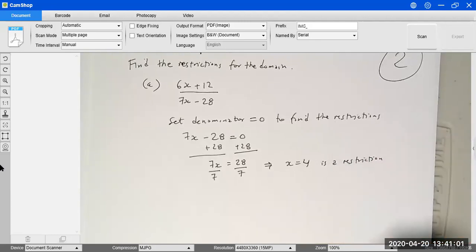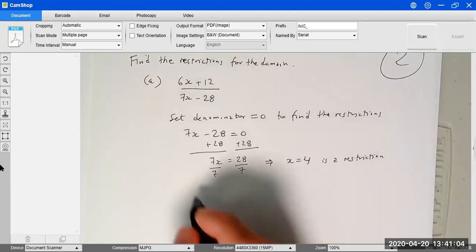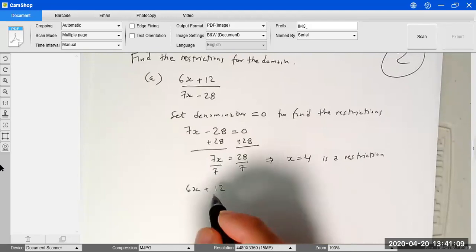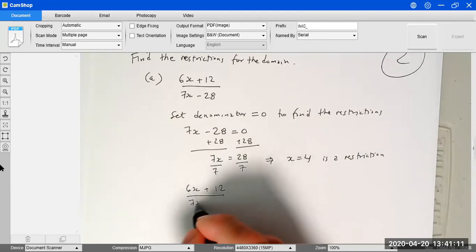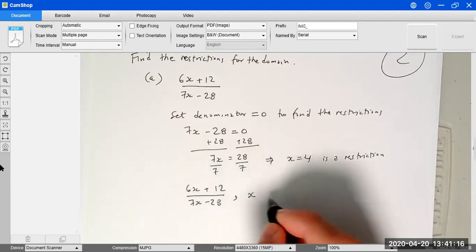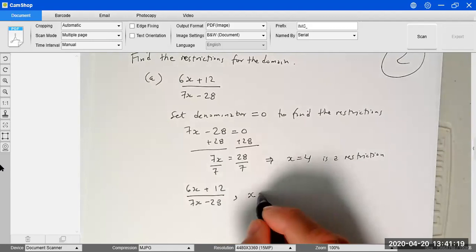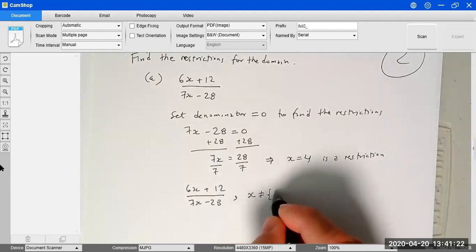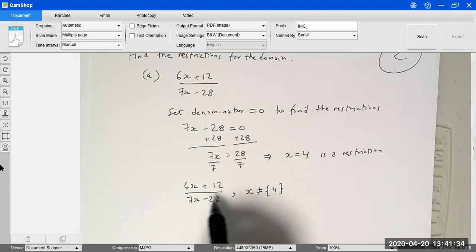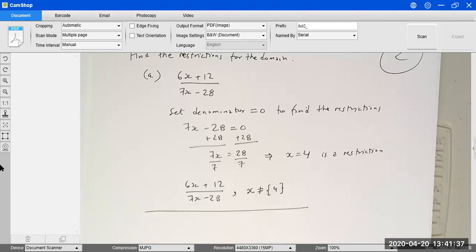Usually you're going to see these rational expressions written in the following way. You're going to write (6x + 12) over (7x - 28), then a comma, and many times in books of advanced algebra you'll see x not equal to 4. When you read this, you see that you have a rational expression, and they are warning you. You shouldn't use x equals 4, because in this case you're going to get an expression that is undefined. So that's the answer for this one.